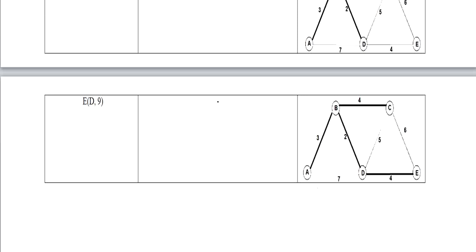Now from this graph we can see that A can be reachable from B. Yes, A can be reachable from B, and this can be represented something like this: can I reach A to B? Yes, and its cost is 3. Can I reach A to C? Yes, I can reach, and it can be reached from A to B, and from B to C.